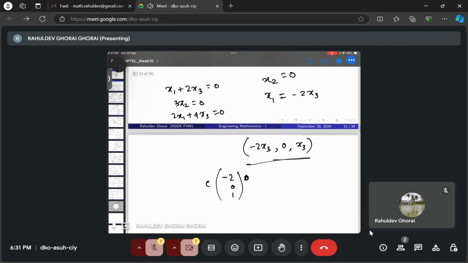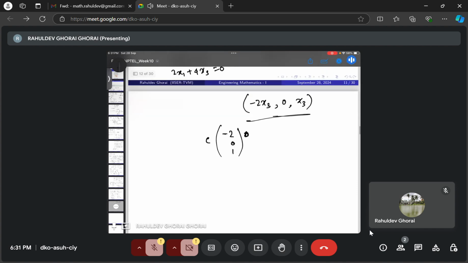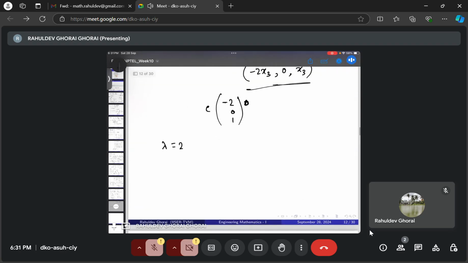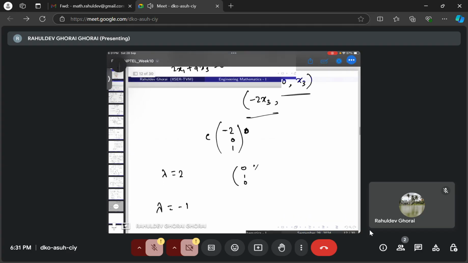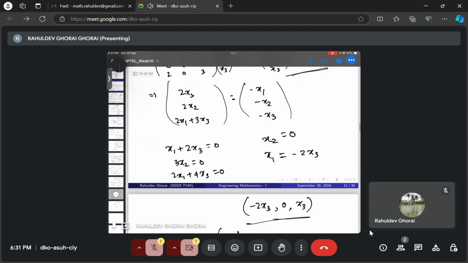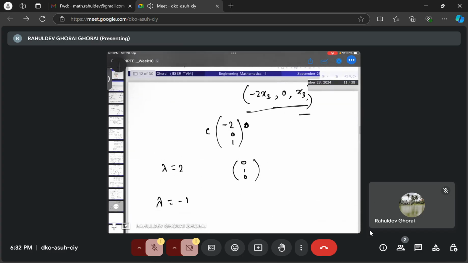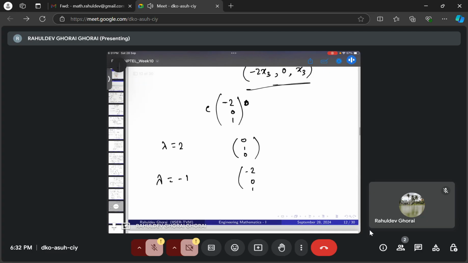This will be a solution of this system. And what you see, the eigenvector corresponding to lambda equal to 2 was 0, 1, 0. Corresponding to lambda equal to minus 1, the eigenvector is minus 2, 0, 1. One of them; any constant times it you can also take. So you will see they are linearly independent. You can just check it like we did in the last class.